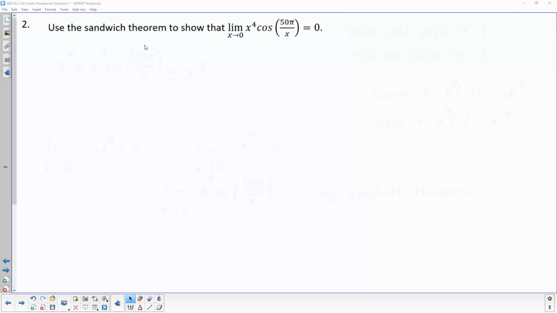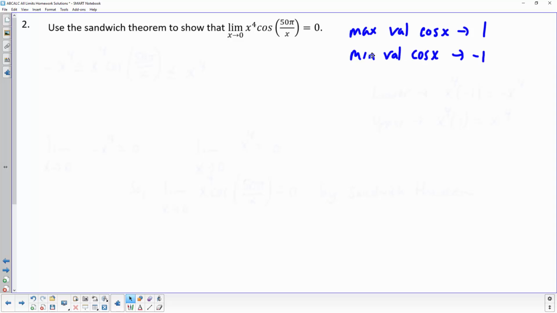All right, number 2, we're going to use the sandwich theorem to show that the limit as x approaches 0 of x to the fourth cosine 50 pi over x is equal to 0. So the first thing we need to do is show our inequality, but we're not given that, so we need to keep in mind that the maximum value of cosine is 1, and the minimum value of cosine is negative 1.